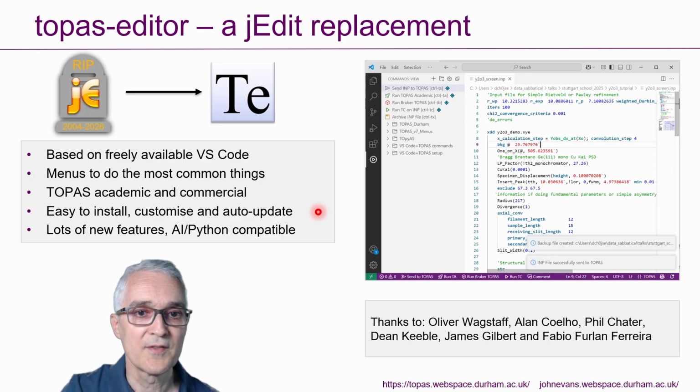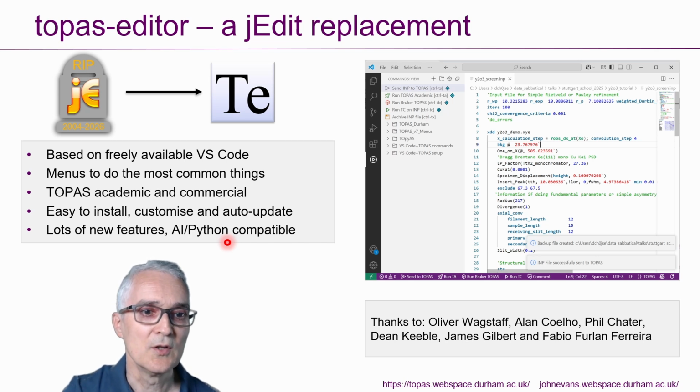One of the beautiful things for me is it's very, very easy to install Topaz Editor. And if I make changes on my computer, I can automatically update you with those changes. And then the final thing that's really beautiful is that you can build lots of new powerful features into Topaz Editor that just weren't possible in JEdit. And it also plays nicely with Python. So this lets you build extra analysis scripts around your standard Topaz analysis.